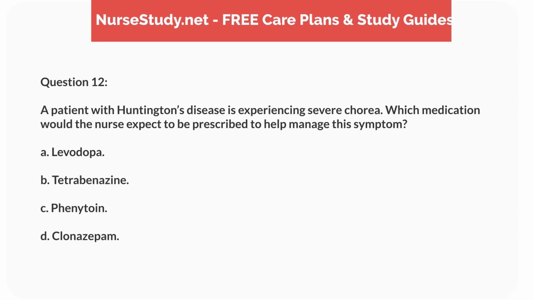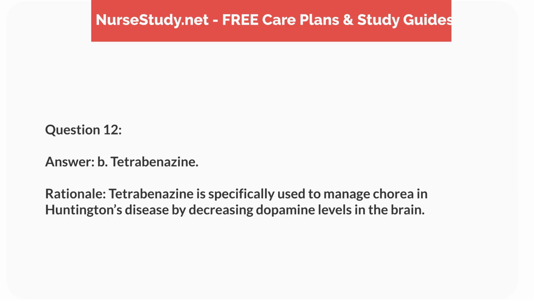Which medication would the nurse expect to be prescribed to help manage this symptom? A. Levodopa. B. Tetrabenazine. C. Phenytoin. D. Clonazepam. Answer: B. Tetrabenazine. Rationale: tetrabenazine is specifically used to manage chorea in Huntington's disease by decreasing dopamine levels in the brain.